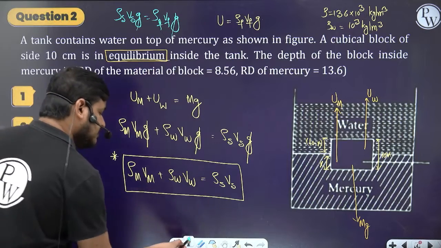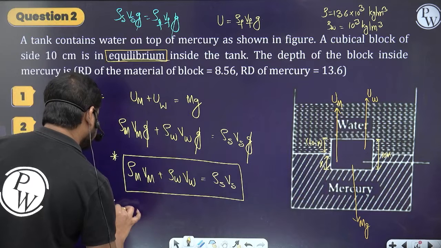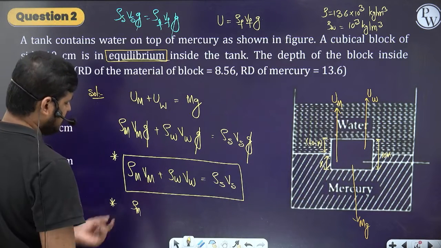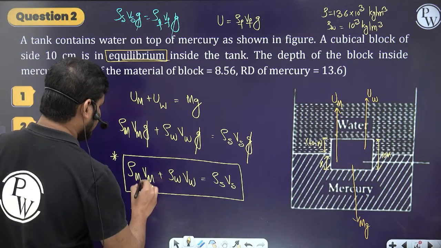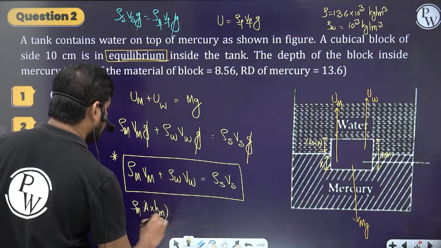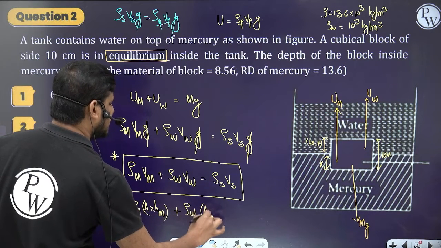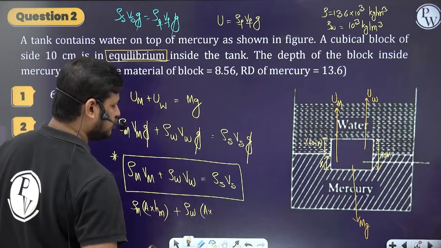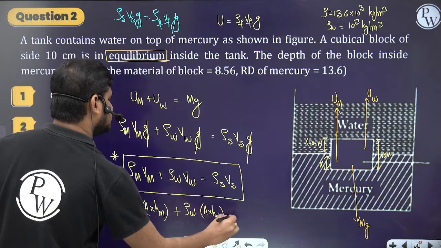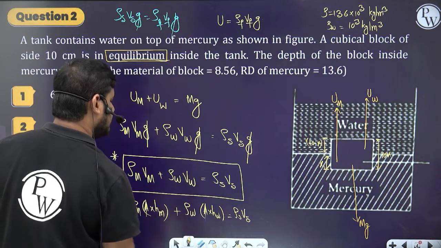Then you can also write this formula in terms of heights. How do we write it in terms of height? See here. The density of mercury, let it be M, into the cross-sectional area into the height of mercury, plus the density of water into the cross-sectional area, which for that cube is going to be the same, into the height of the water, is equal to rho_S V_S.